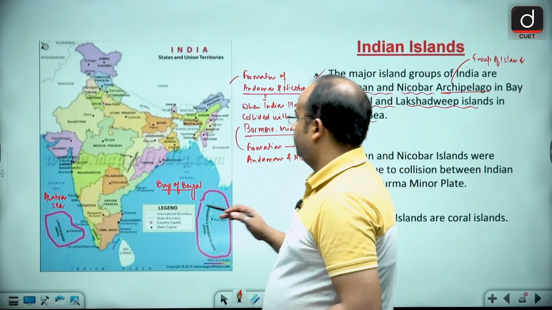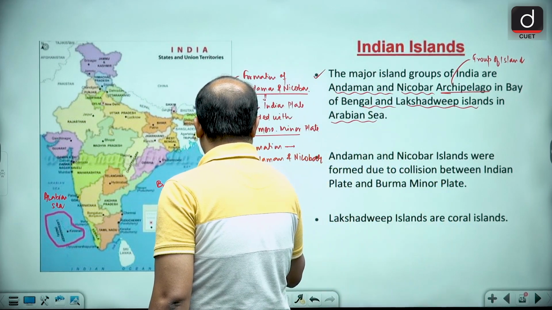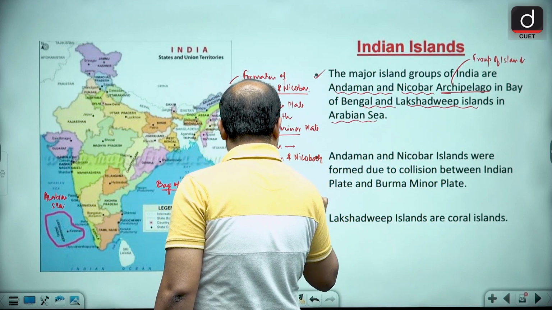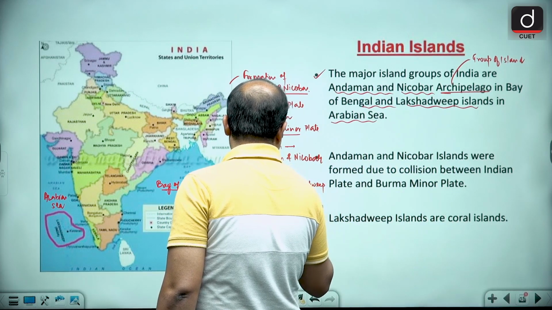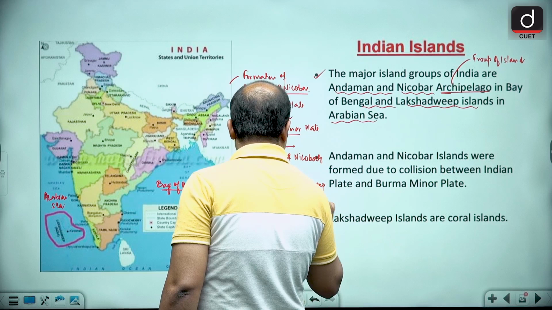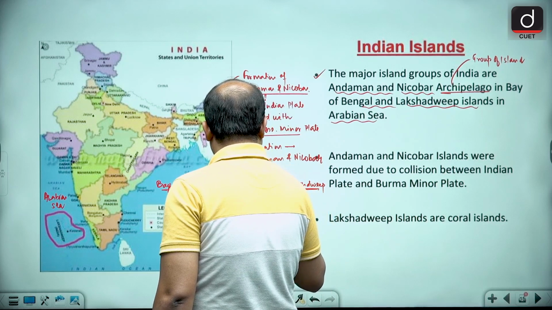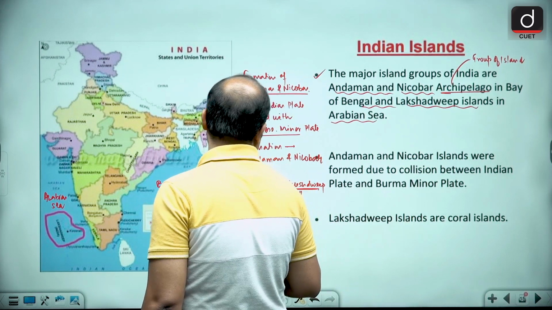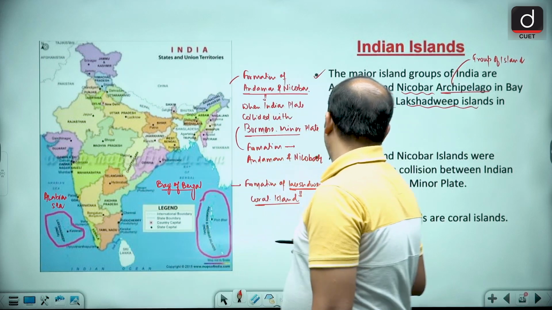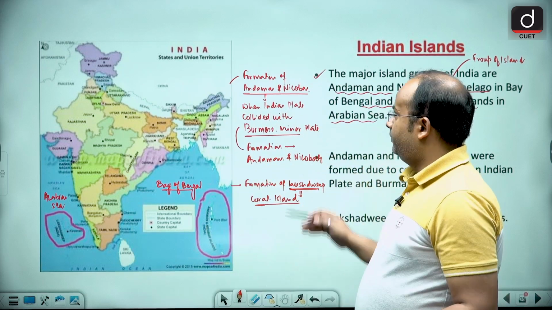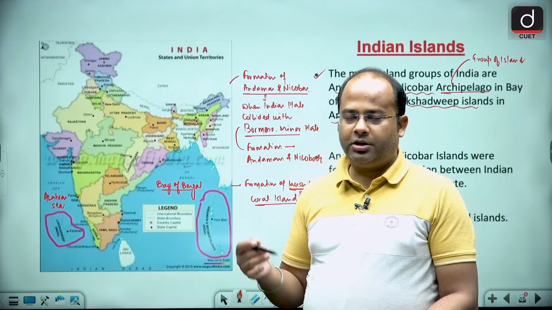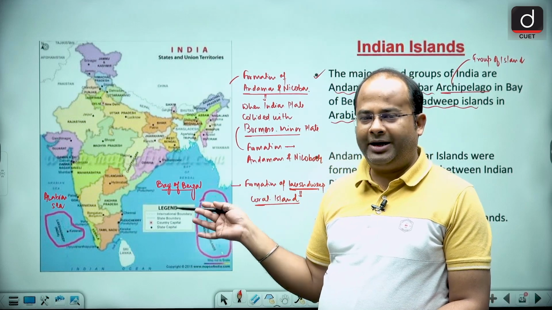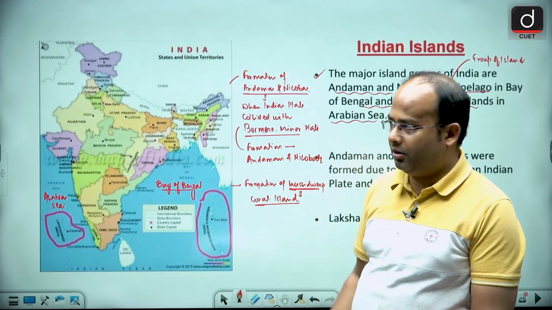Next we have the formation of Lakshadweep. Lakshadweep, guys, is a coral island, so its formation is coral. So guys, Andaman and Nicobar was made after the collision of the Indian plate with the Burmese minor plate, and Lakshadweep is of coral origin.